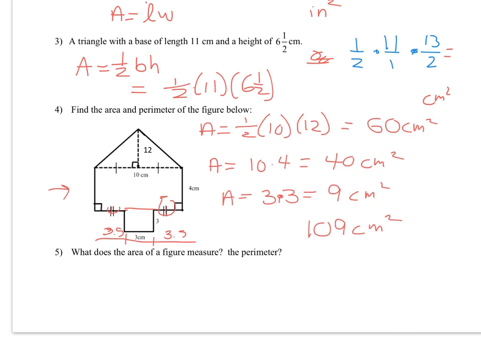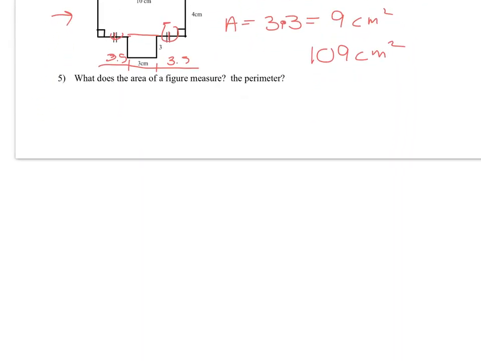Okay, going to number 5, what does the area of a figure measure? It measures, of course, the space inside of the figure, and the perimeter is the length around the figure, the length all the way around the figure.